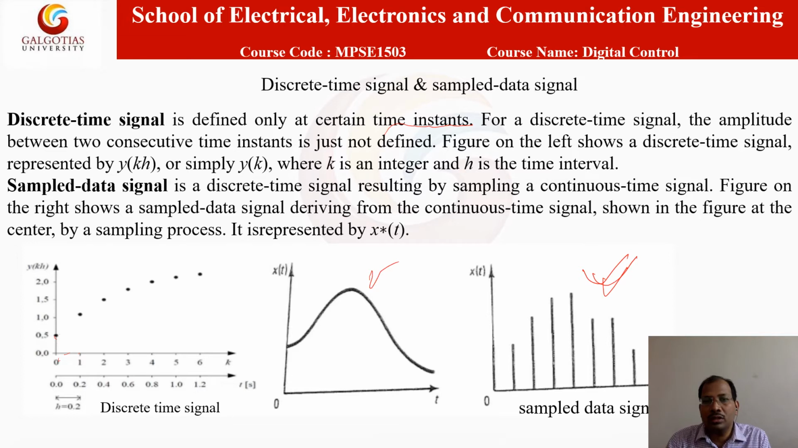This is the continuous signal. From this figure you can see this is x(t). When we multiply this continuous time signal with a train of impulse signals, we get this, which is multiplied by delta(n). So we are getting the equivalent of this signal. So this is the discrete time signal and sampled data signal.